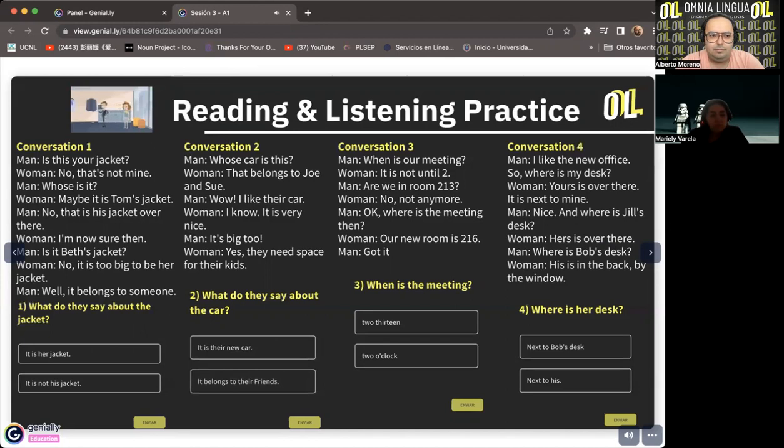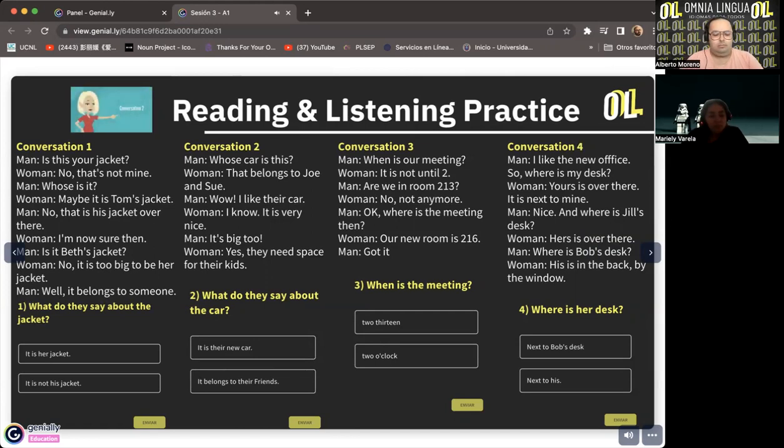Is this your jacket? No, that's not mine. Whose is it? Maybe it is Tom's jacket? No, that is his jacket over there. I'm not sure then. Is it Beth's jacket? No, it is too big to be her jacket. Well, it belongs to someone.